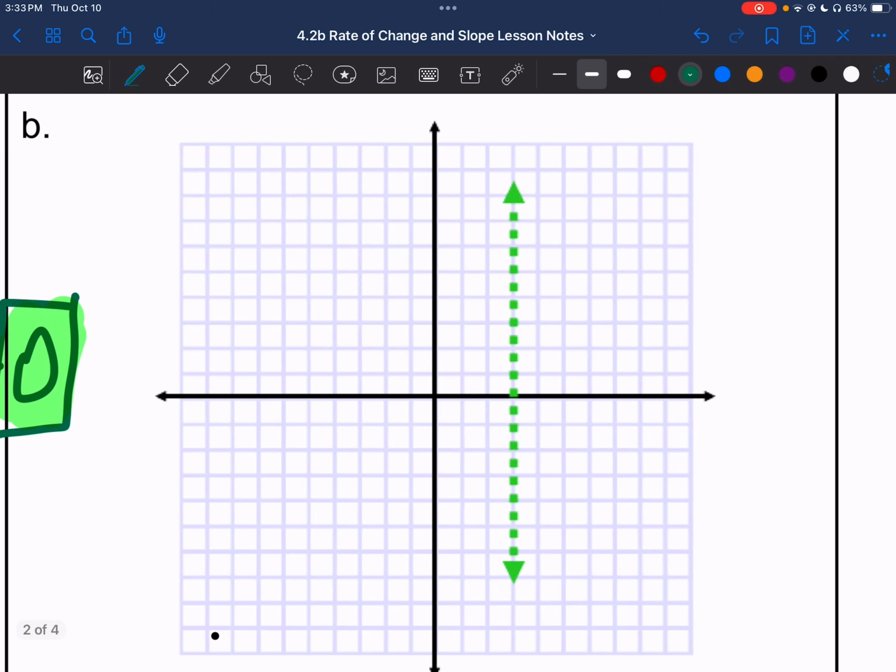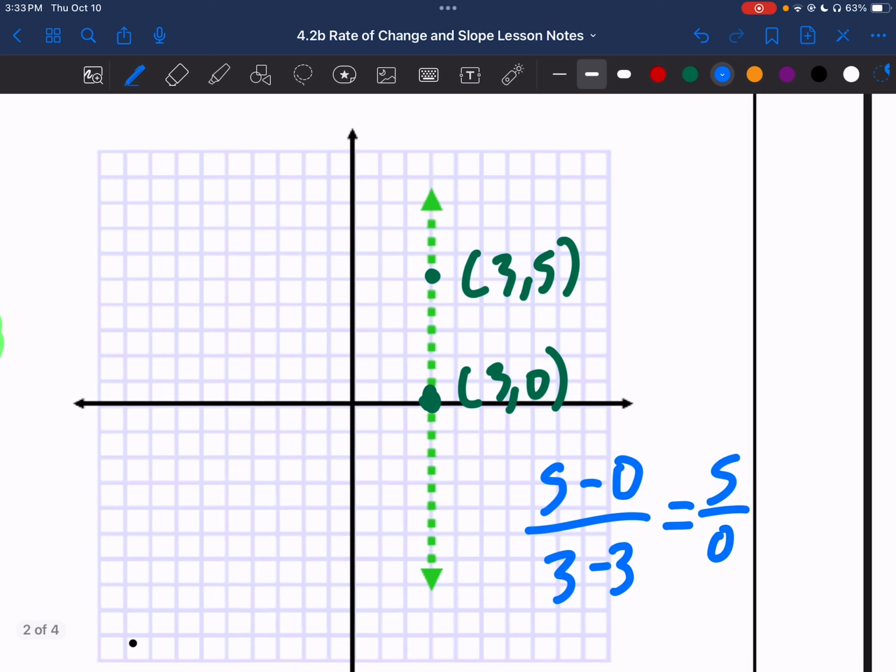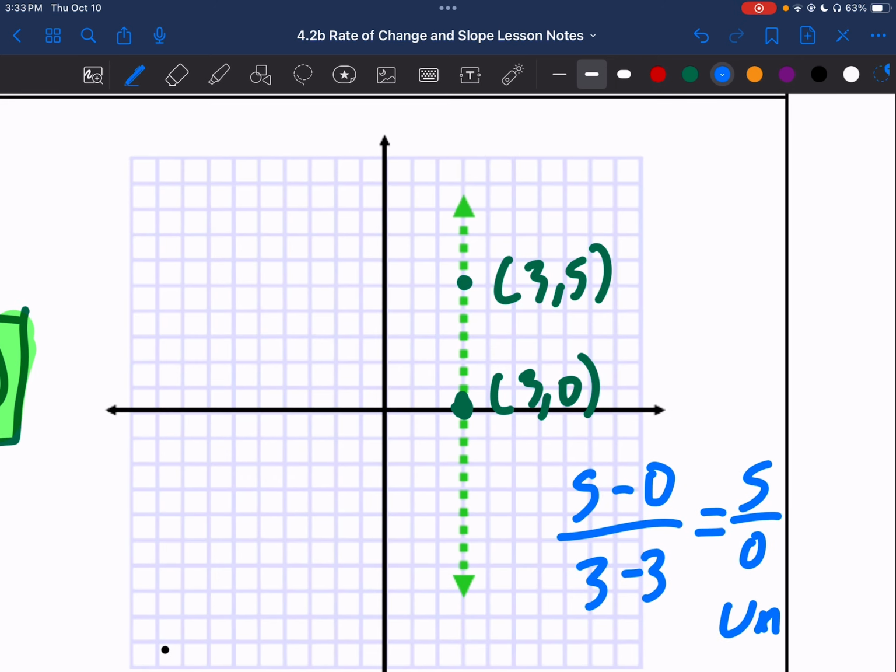Letter B. If we pick 2 points, I'm going to pick this one right here. That's (3, 0). And let's go up to here, and that's (3, 5). Now, if I do y2 minus y1, so we have 5 minus 0 over 3 minus 3. I'm going to get 5 over 0, which means it is undefined.